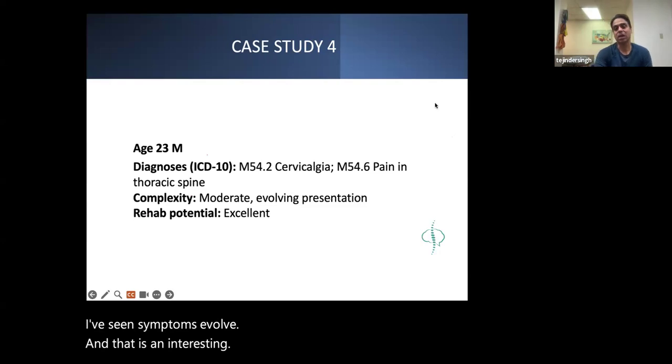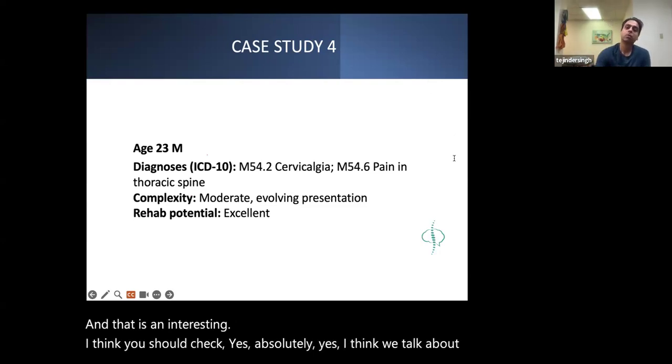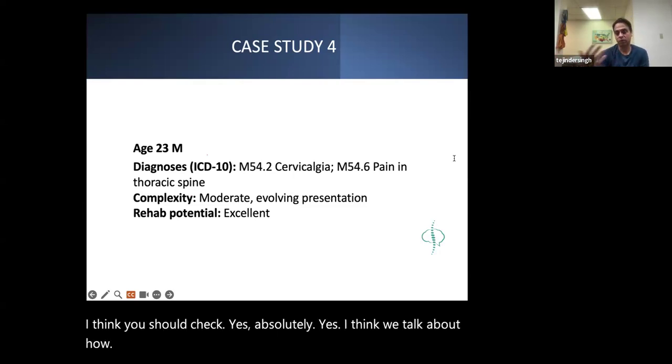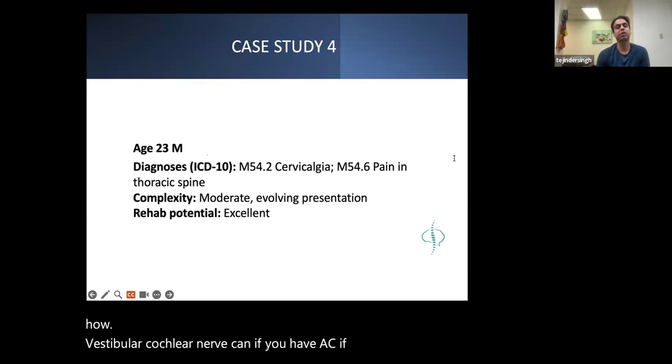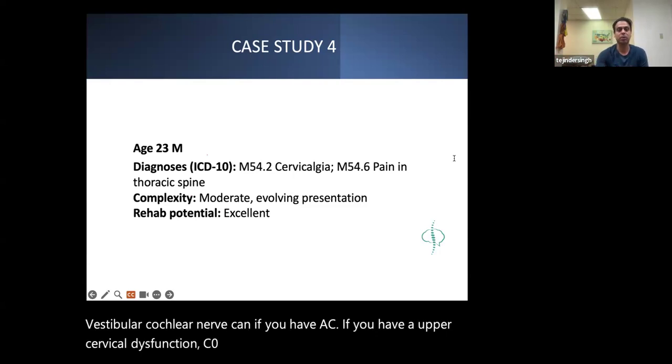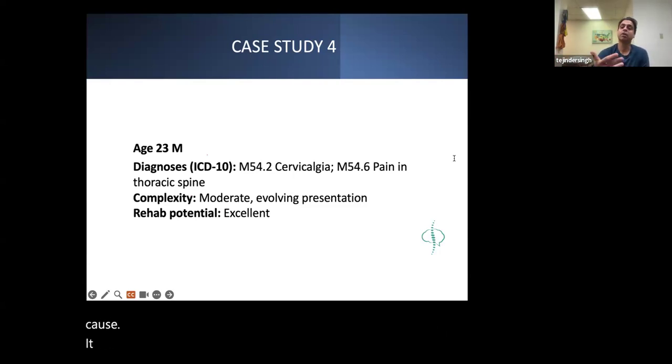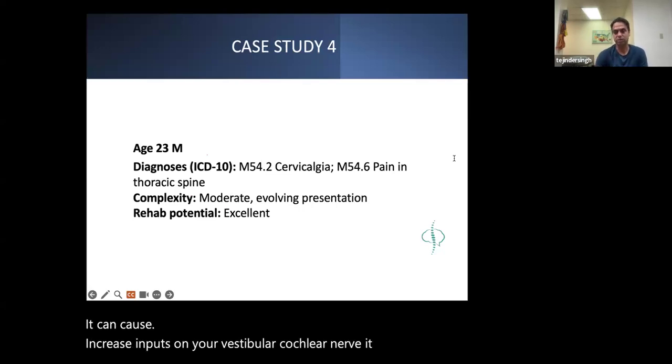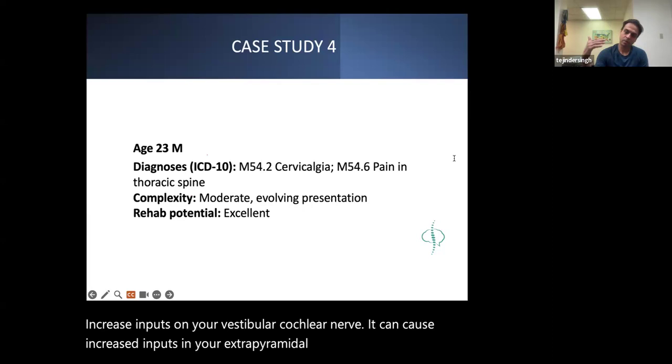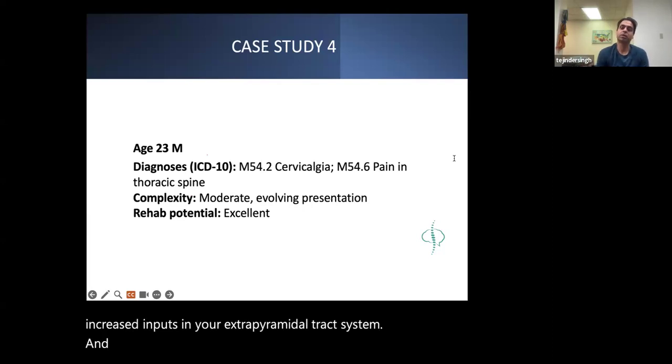I think you should check. Yes, absolutely. We talk about how the vestibulocochlear nerve can, if you have an upper cervical dysfunction, C0-C1 dysfunction, C1-C2 dysfunction, cause increased inputs in your vestibulocochlear nerve. It can cause increased inputs in your extrapyramidal tract system, and that can cause dizziness type symptoms. We call it cervicogenic dizziness.